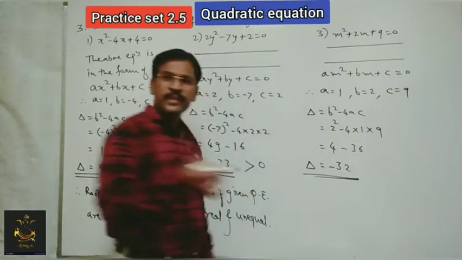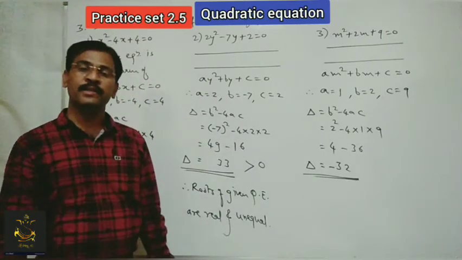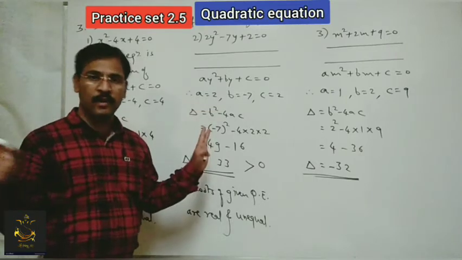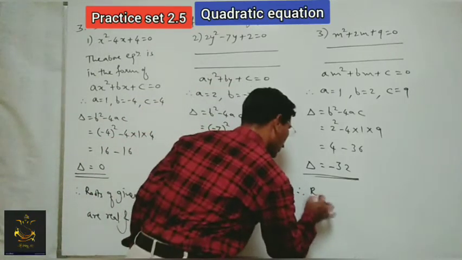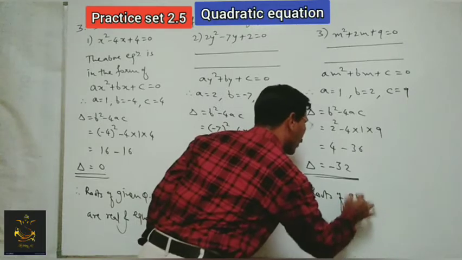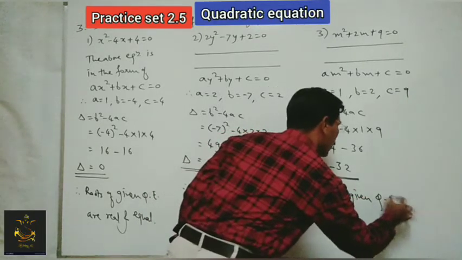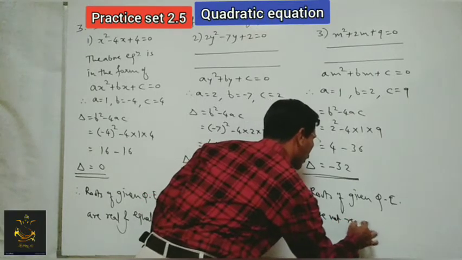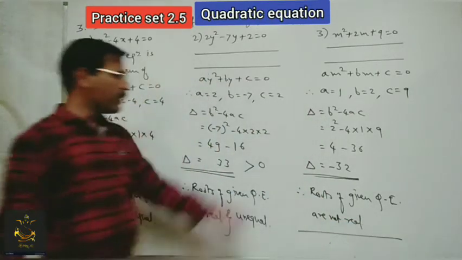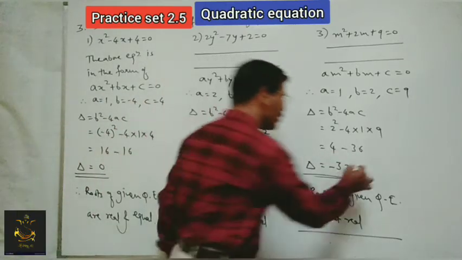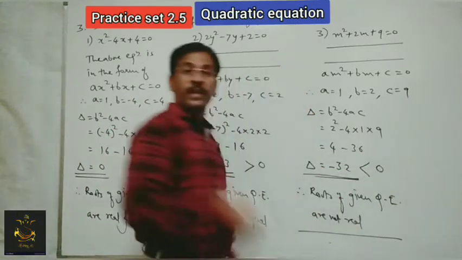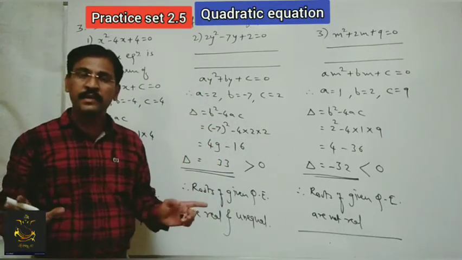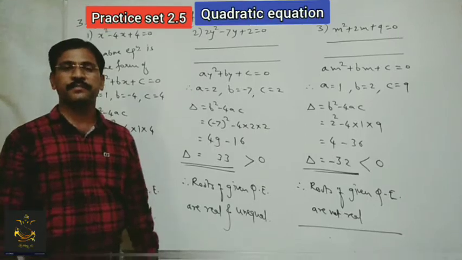Look friends, this is negative we will get here. So what will be the roots? Roots are not real. Okay, so we can write here, therefore roots of given quadratic equation are not real. Why? Because delta is negative. Look here, less than 0. That is why roots are not real. Understand? This is the procedure.